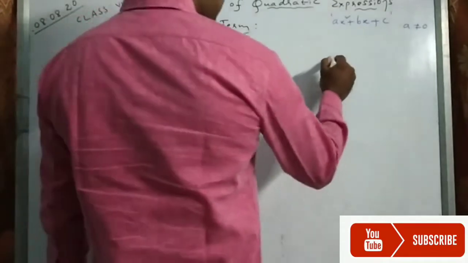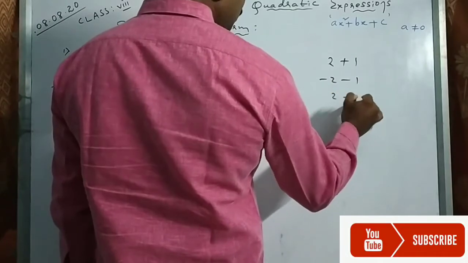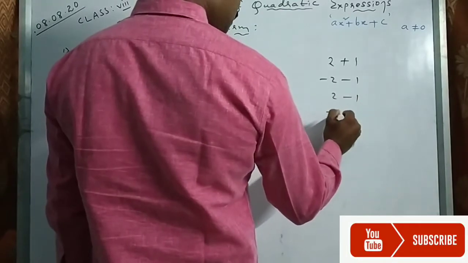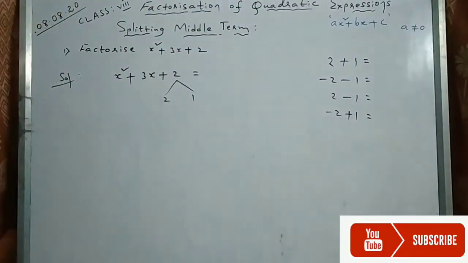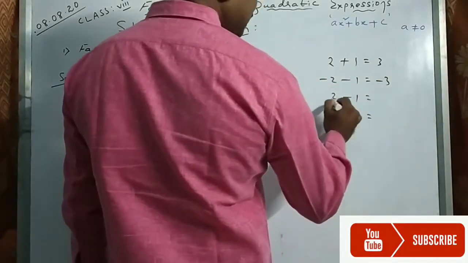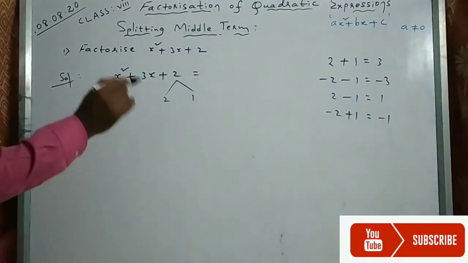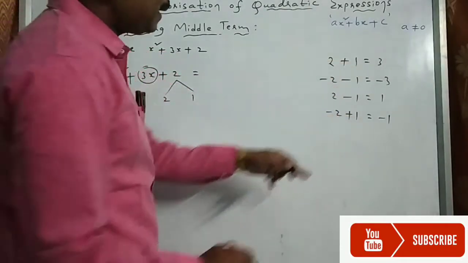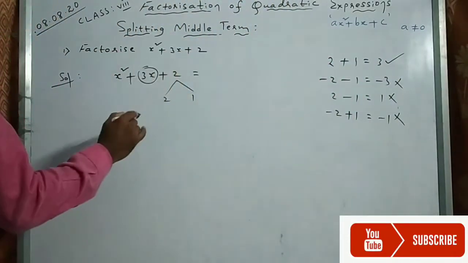How many possibilities are there here? 2 plus 1, minus 2 minus 1, 2 minus 1, and minus 2 plus 1. For every factorization there are 4 possibilities. What is 2 plus 1? 3. Minus 2 minus 1, minus 3. 2 minus 1, 1. Minus 2 plus 1, minus 1. So where did you get plus 3 here? What is the middle term here? Plus 3x. Where do you get plus 3 here? This one. So the rest 3 are wrong. So only one possibility will be there.